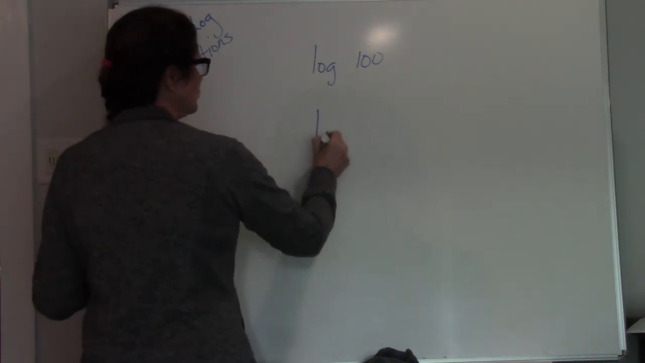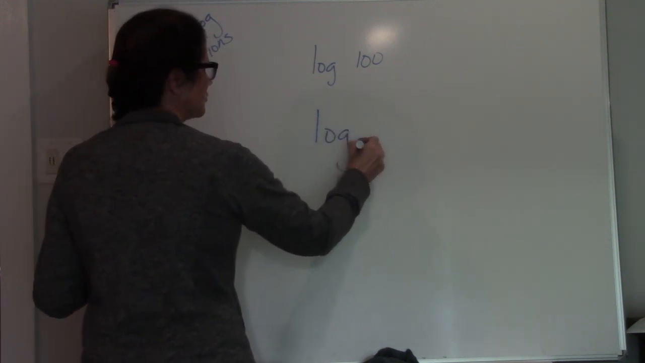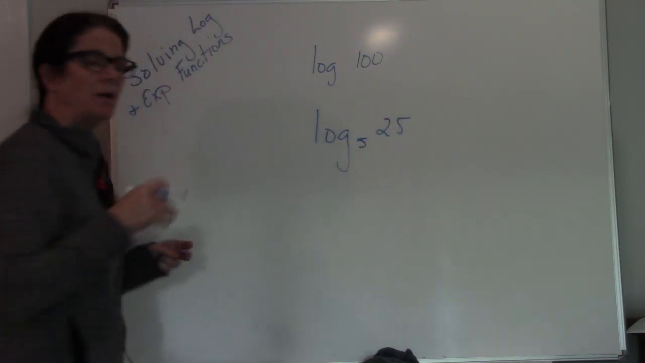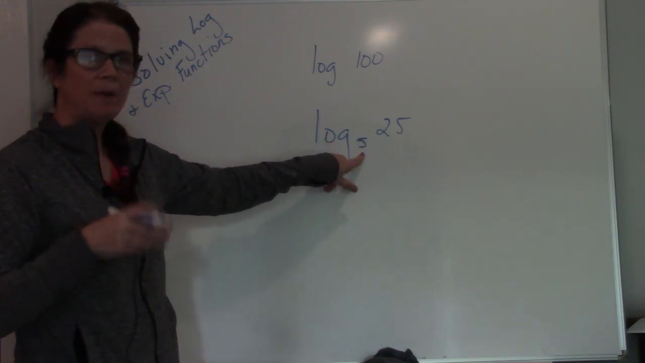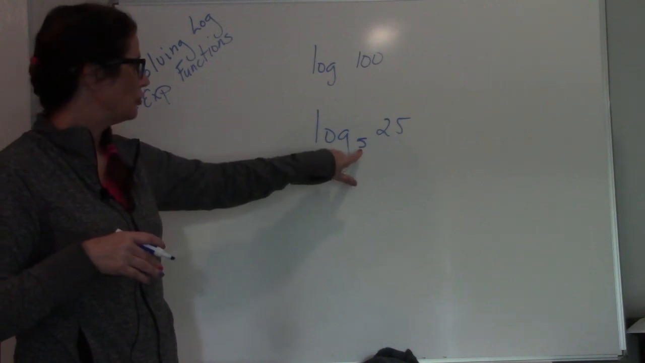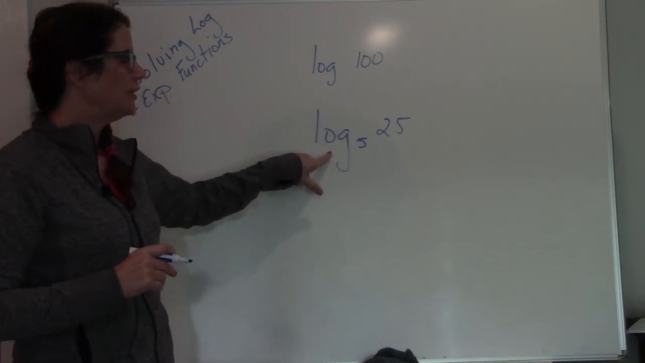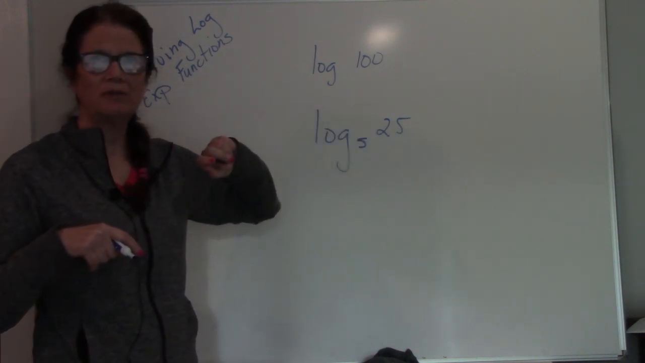Now, you're going to start looking at logs in different bases. If we have log base 5 of 25, remember a log is just an exponent. This is saying using base 5. If you notice, it's in subscript, so base, like in the basement, so this is base 5. Log is asking for the exponent on 5 that gives you 25.